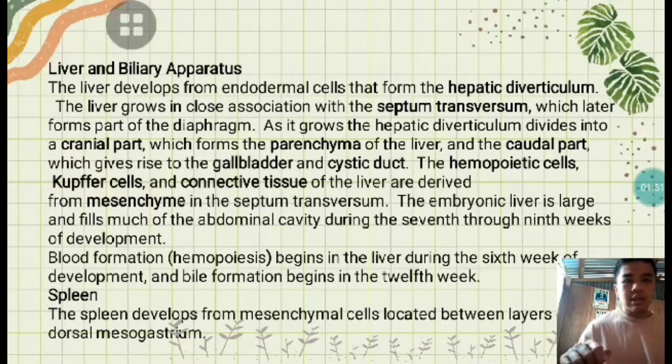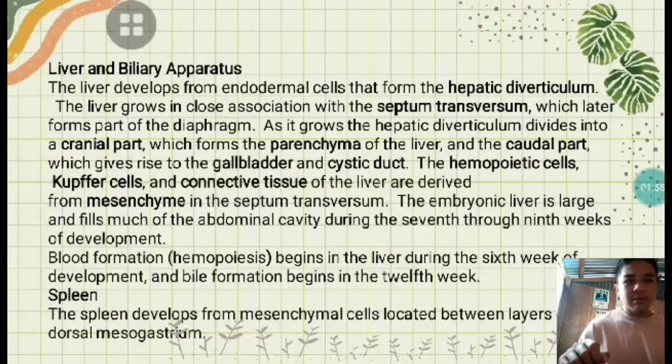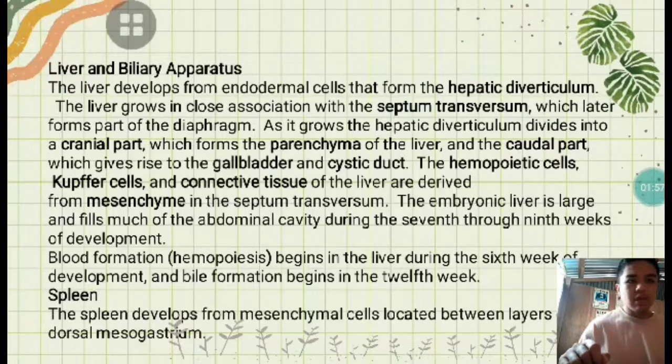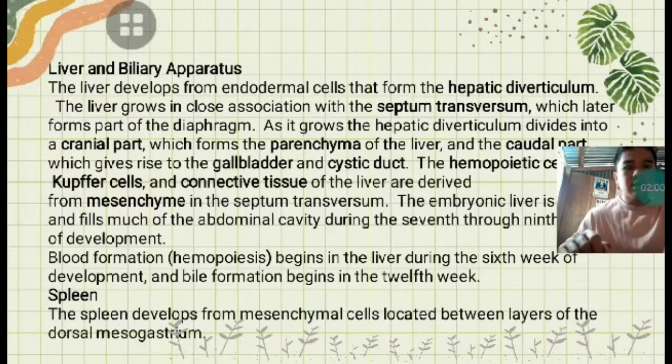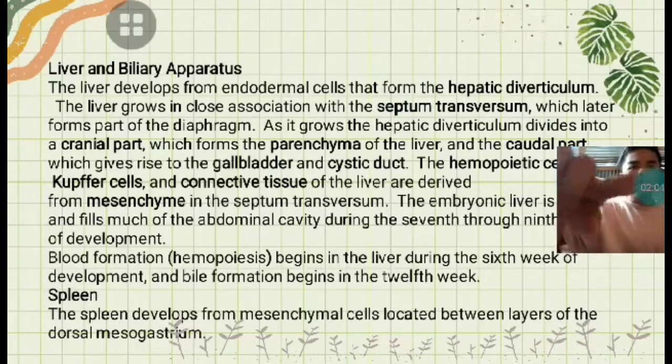Next is the spleen. The spleen develops from mesenchymal cells located between layers of the dorsal mesogastrium.